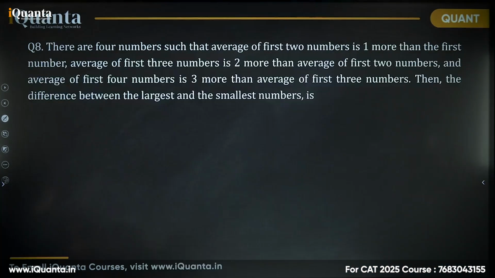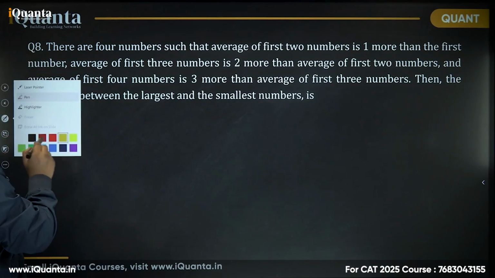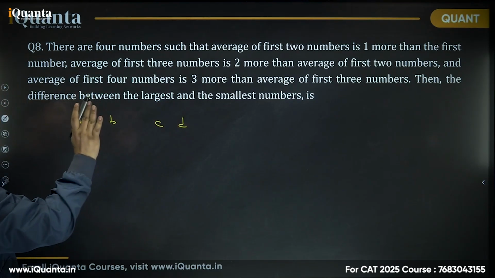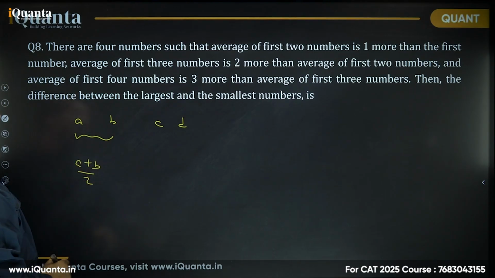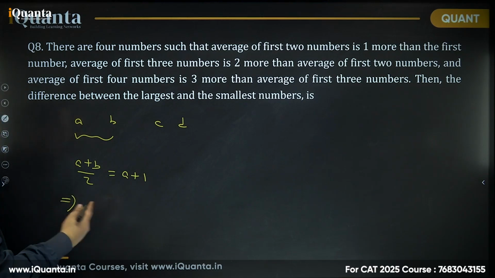There are 4 numbers such that the average of the first 2 numbers is 1 more than the first number. So let me write the numbers first of all. The numbers are, let's say, A, B, C and D. It says the average of the first 2 numbers, that means (A plus B) by 2, is 1 more than the first number, that is equal to A plus 1. Okay, so we can get the value of B in terms of A, right?